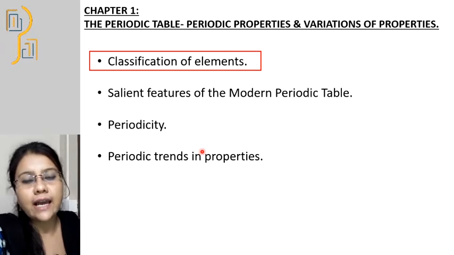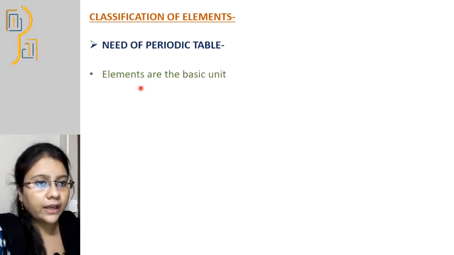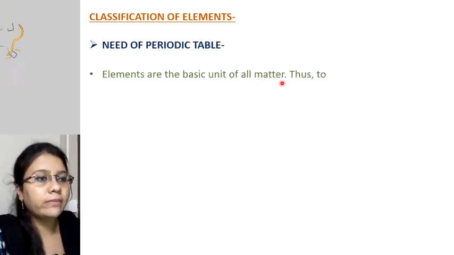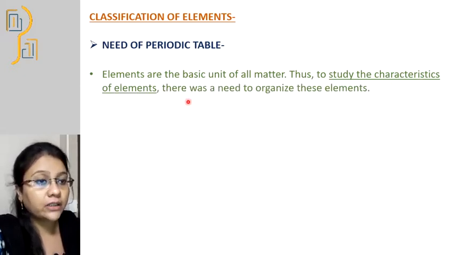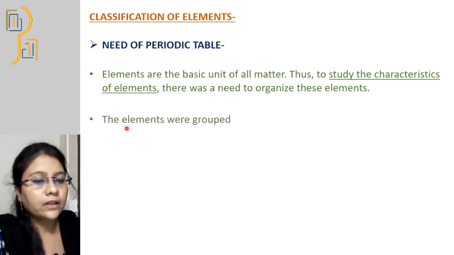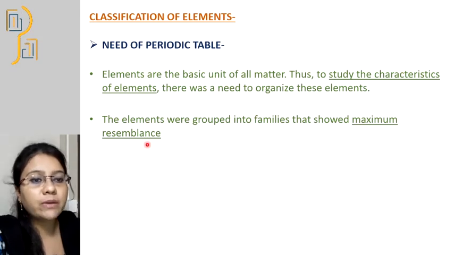First, let us understand what was the need of the periodic table, why it was required at all. Elements are the basic unit of all matter. Thus, to study the characteristics of elements, there was a need to organize these elements. The elements were grouped into families that showed maximum resemblance.